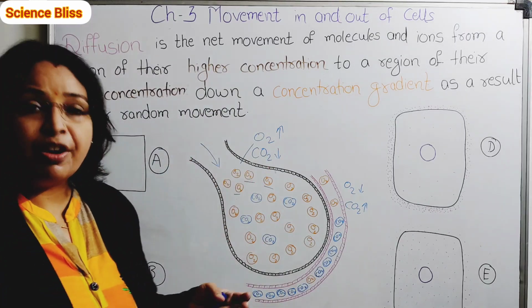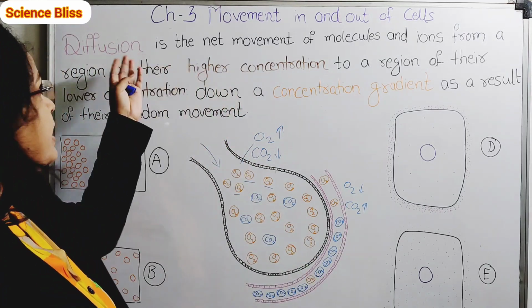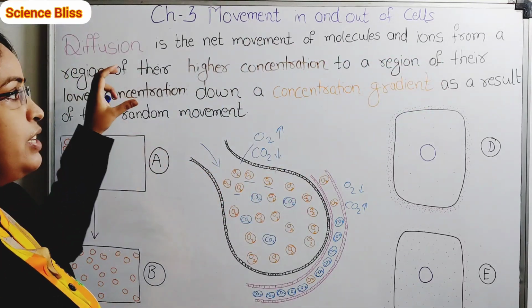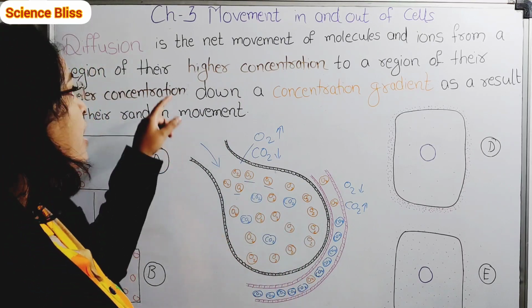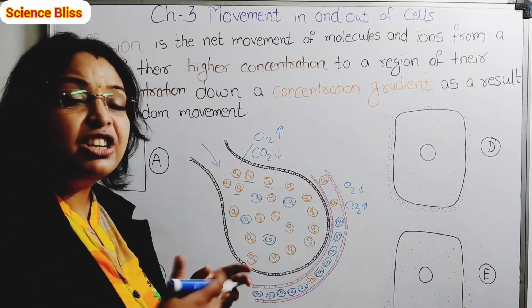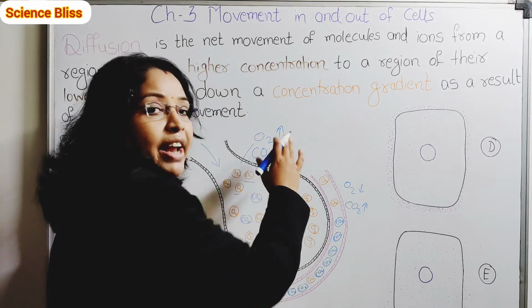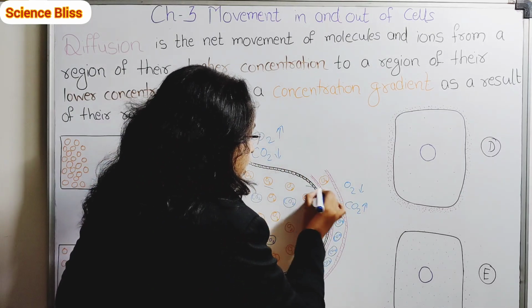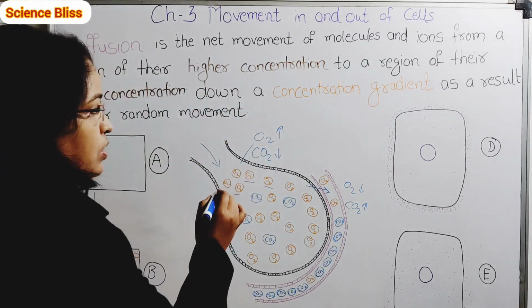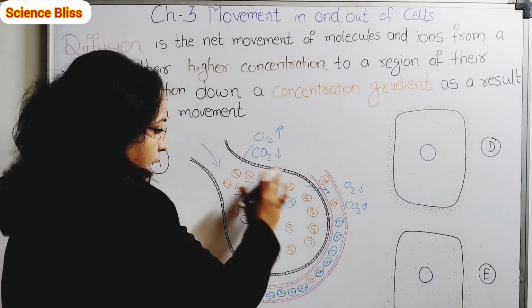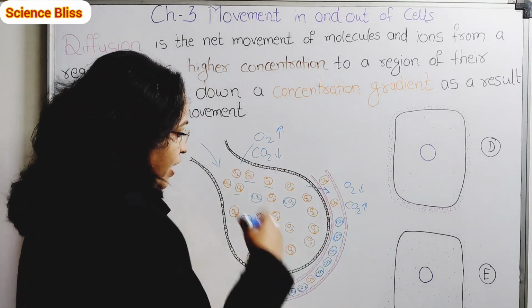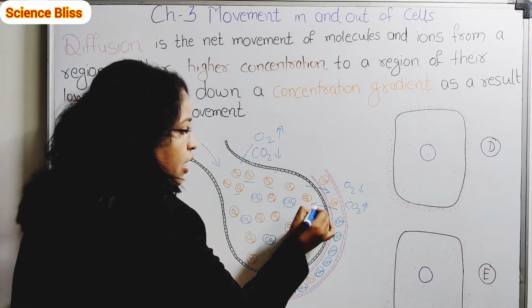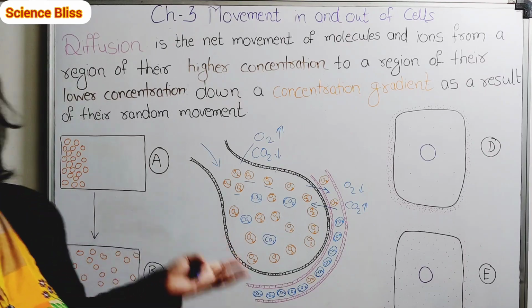Again, according to our definition of diffusion, what is it? It is the net movement of molecules or ions from a higher concentration to a lower concentration, down a concentration gradient. So there will definitely be movement of oxygen molecules and movement of carbon dioxide molecules. Oxygen will move from its higher concentration, from the alveoli to the capillary. And carbon dioxide will move from the capillary to the alveoli. So this is all about diffusion.